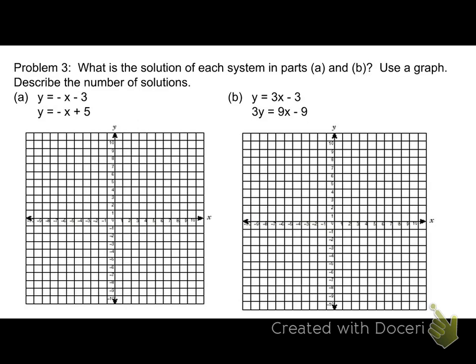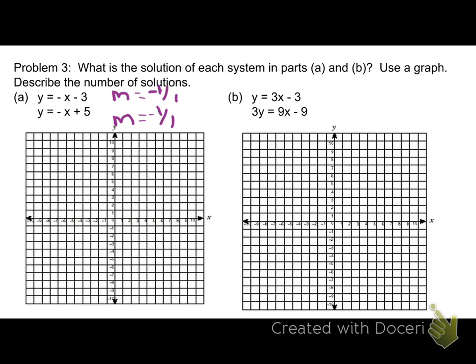Problem 3. What is the solution of each system in parts A and B? Use a graph, describe the number of solutions. So Murray, you asked the question, do we just have to look at slopes? And the answer is yes. Ladies and gentlemen, look at A. y equals negative x minus 3, and y equals negative x plus 5. Negative x over 1. So what's the slope of the first one? Negative 1 over 1. And then second line? Good. So since the slopes are the same, that tells me that we're going to have either no solution or infinite solutions.